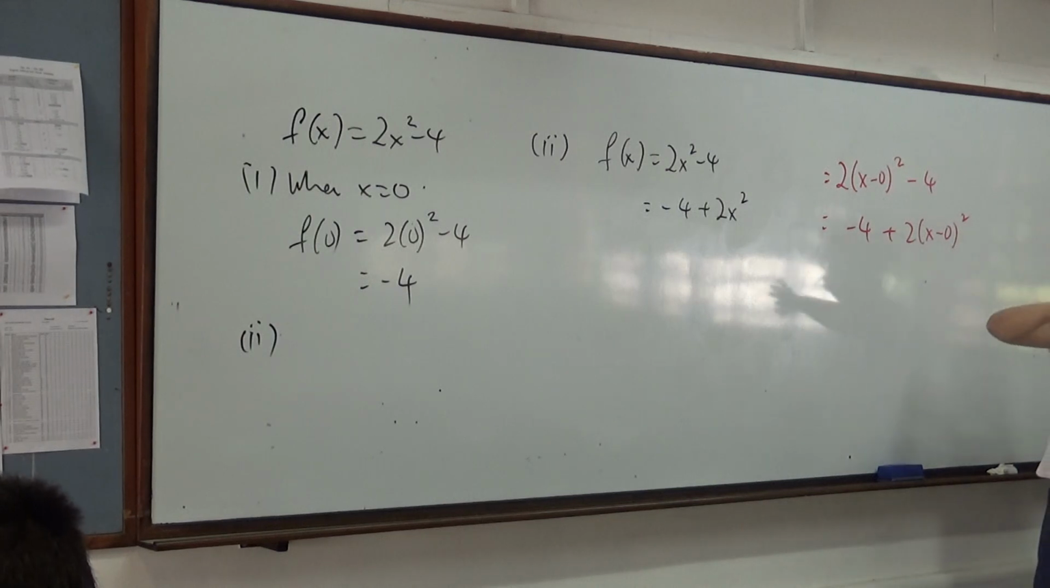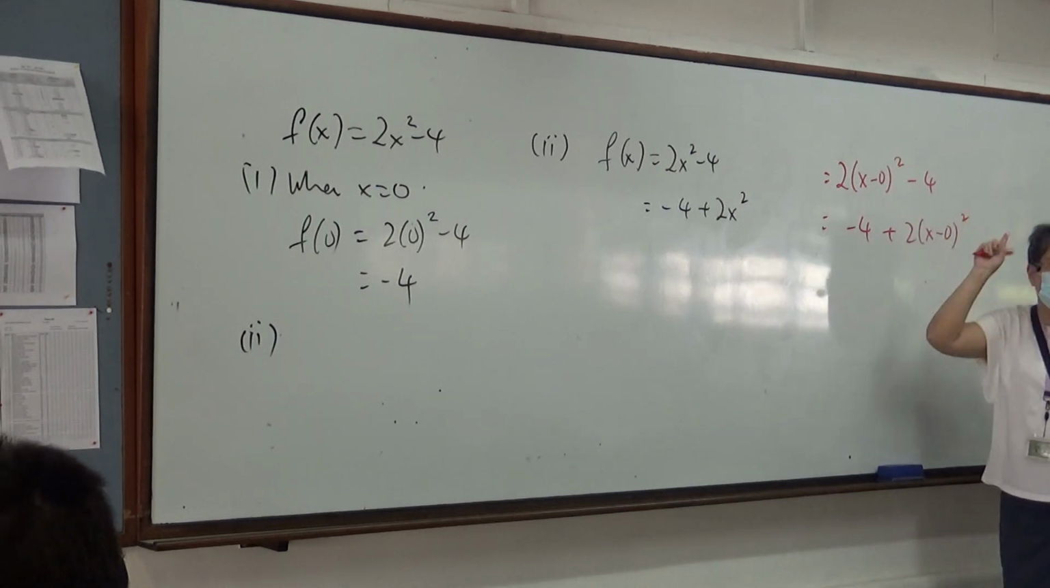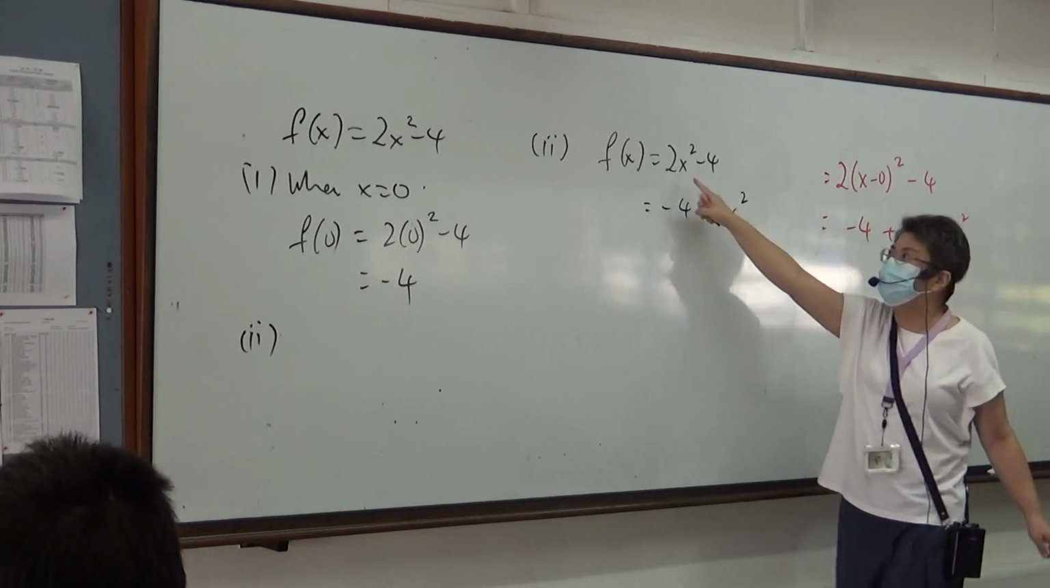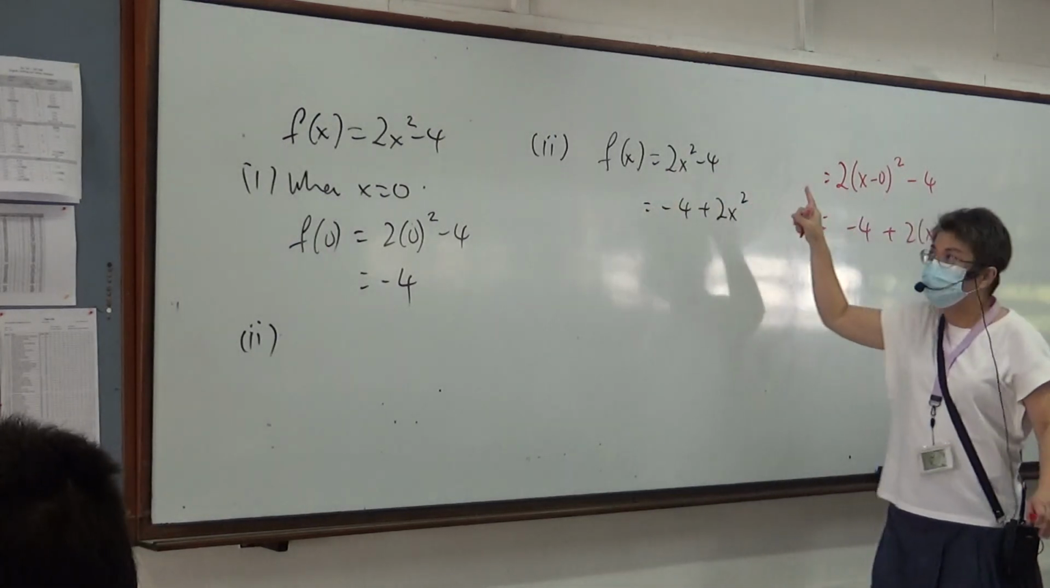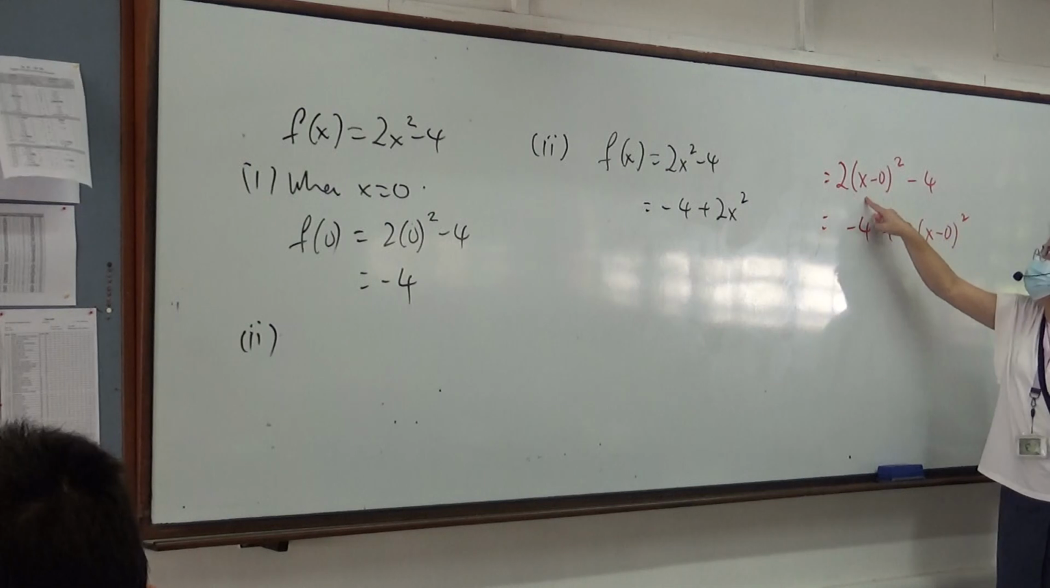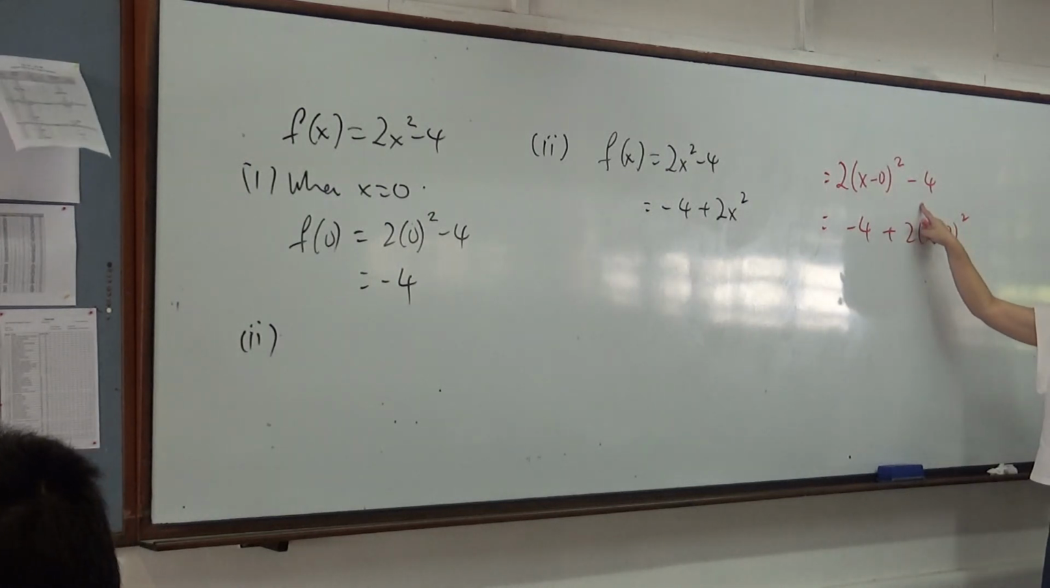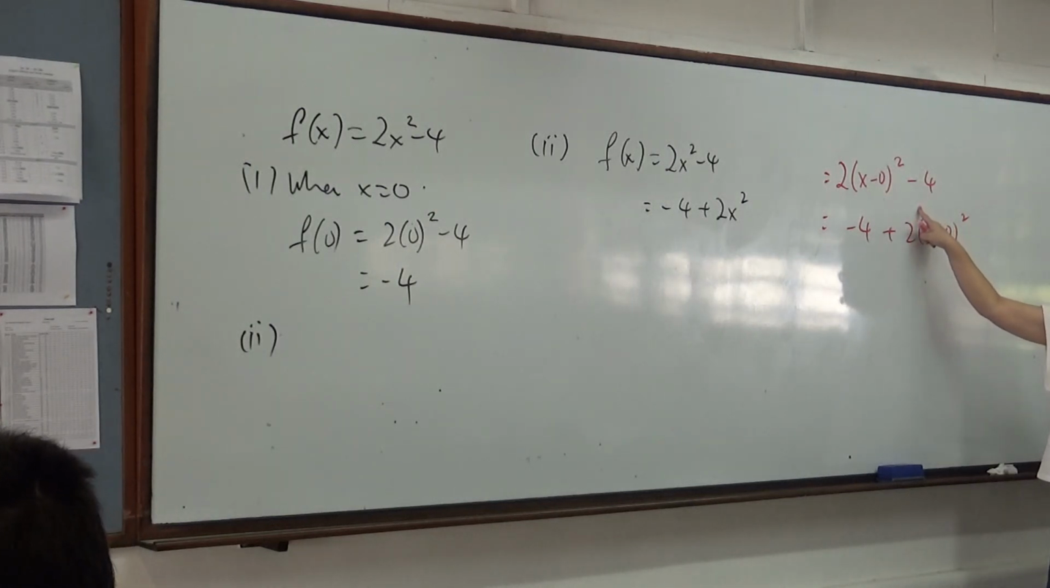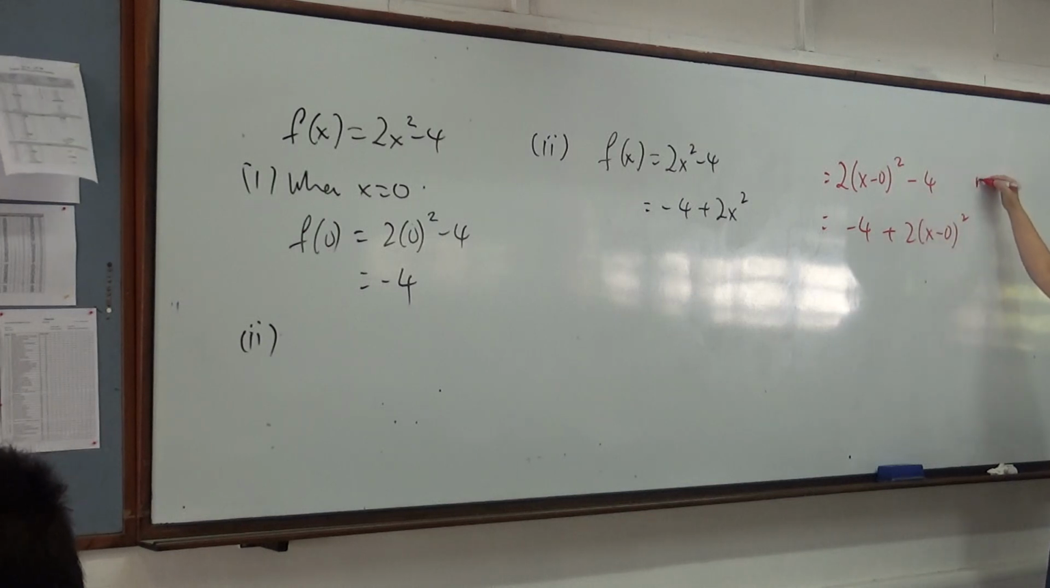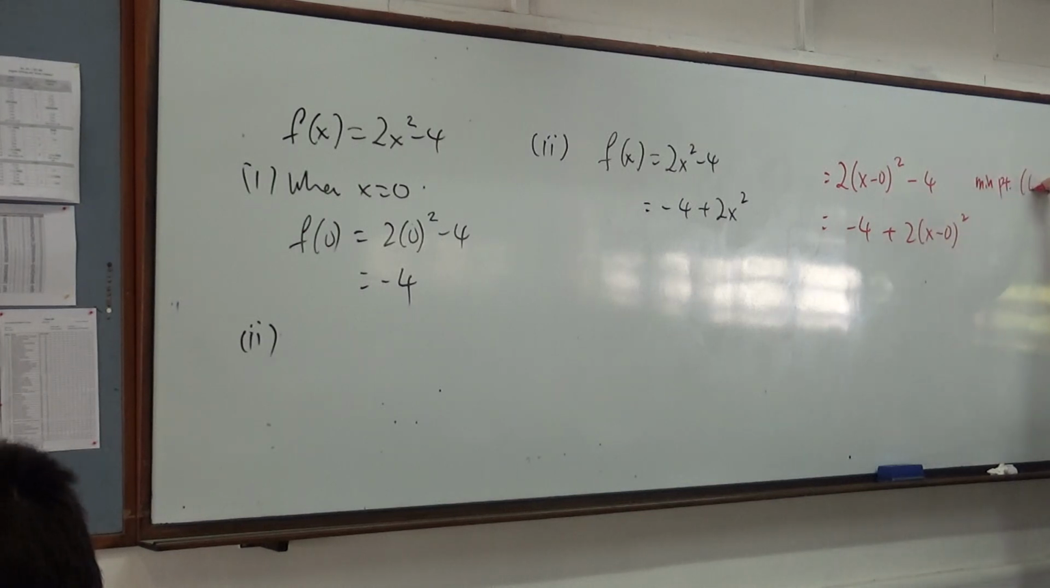Okay, now when we draw the graph, because the coefficient of x squared is positive, the minimum point is actually (0, -4). Right? Can you see what I'm talking about? This is from your E-Maths, correct? So I repeat, the minimum point is actually (0, -4). Agree class? Yes or no?